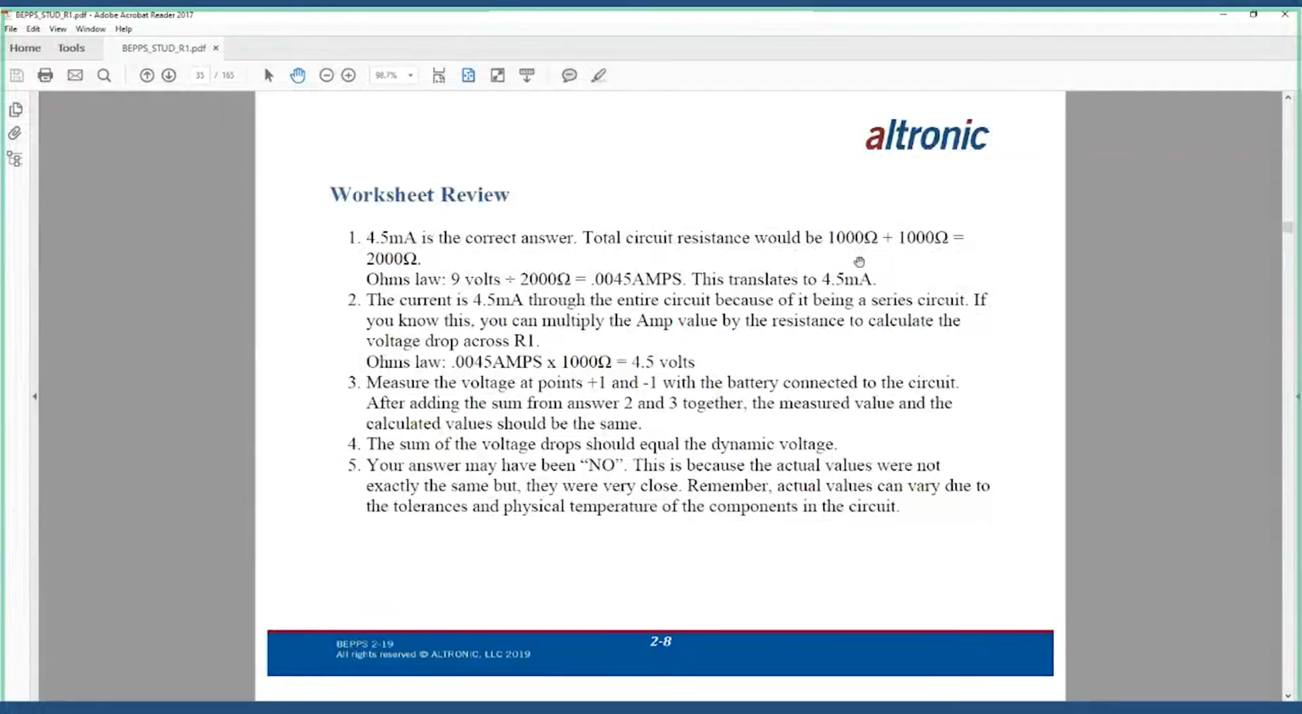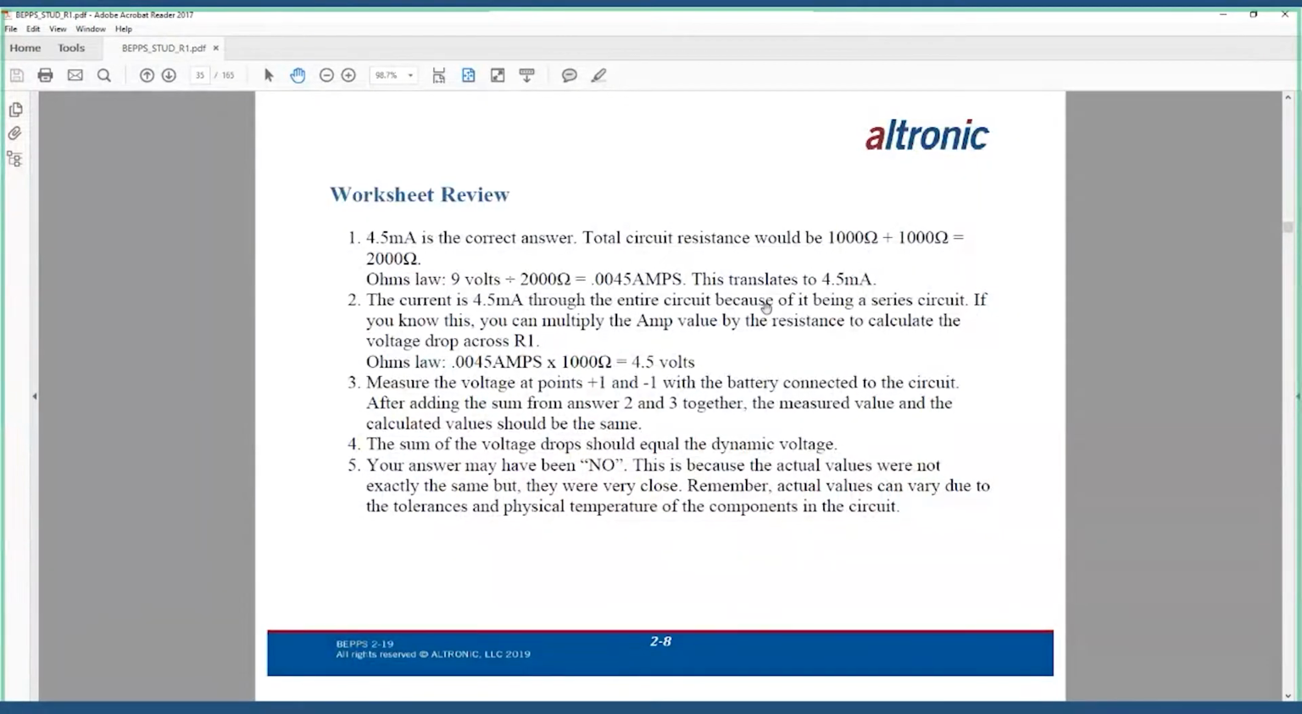1,000 plus 1,000 equals 2,000. Ohm's law: 9 volts divided by 2,000 equals 0.0045 amps. This translates into 4.5 milliamps. If we write it out longhand, it's 0.0045 amps; shorthand, translated into milliamps, there's the symbol for it, 4.5 milliamps. So the current is 4.5 milliamps through the entire circuit.